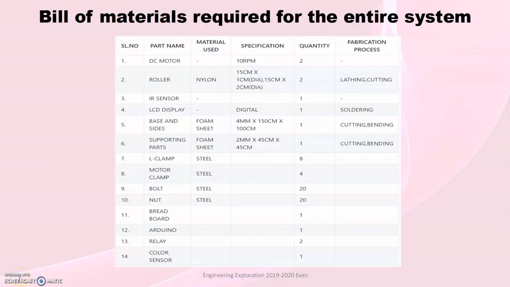As we come to the bill of materials, all the materials that are required are listed in this table. Foam sheets of 2 mm and 4 mm for the base and supporting parts respectively. The nylon rod for the semi-rollers and the slit is also used. Required amount of motor clamps, L clamps, nuts, bolts for fixing all of them are also given. And the main parts like Arduino, breadboard, IR sensor, relays are also given.